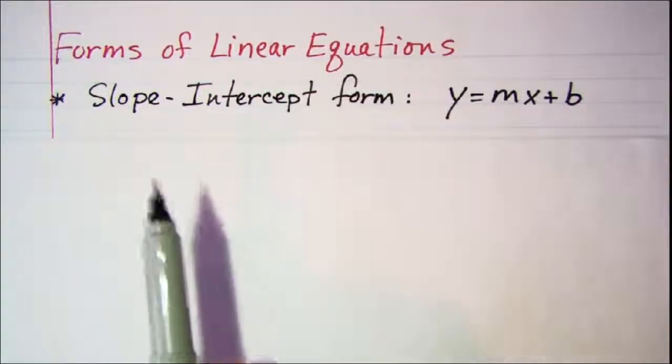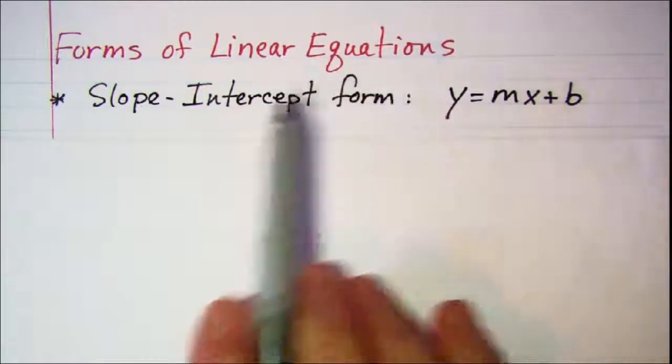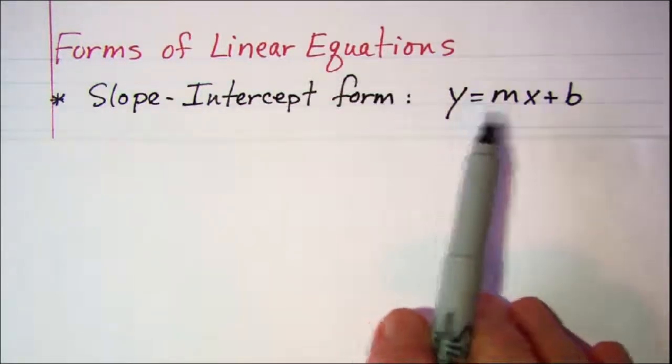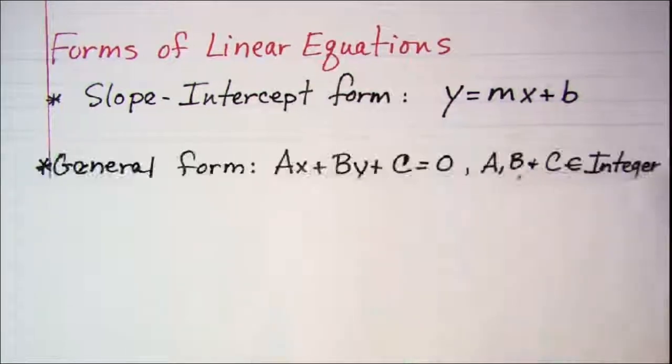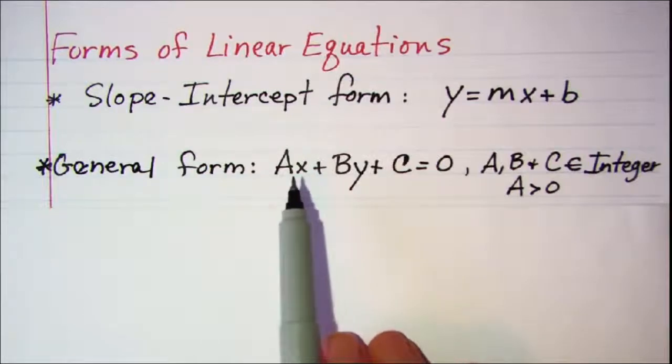In this video, we'll be looking at the different forms of linear equations. The one that we're most familiar with is the slope-intercept form, or y equals mx plus b. Another form of linear equations is the general form.